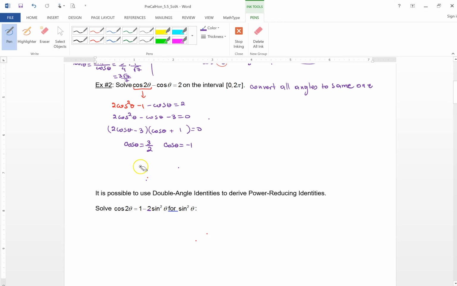So now, for which angles is cosine equal to 3 over 2? None. Why? Right, 3 over 2 is greater than 1, which is out of the range, so there is no solution there. Here, where is cosine equal to minus 1? At pi. So theta is equal to pi, and that's the only answer there. Okay?